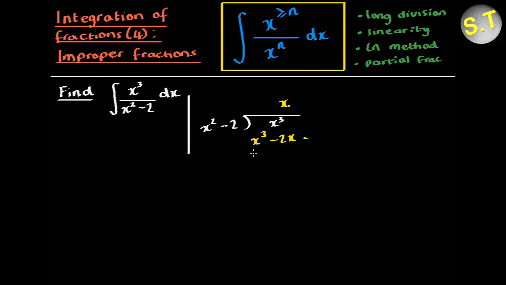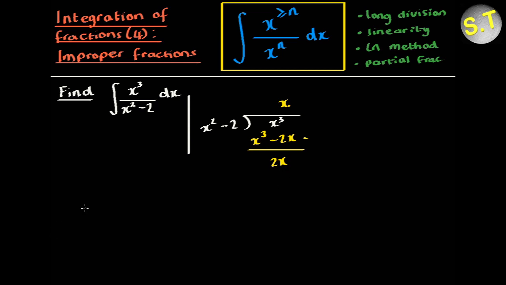Then we subtract here to find what we have remaining. So x cubed minus x cubed is 0. Nothing minus minus 2x is plus 2x. And now we look again. What can we multiply x squared minus 2 by to get to 2x? We could look at the square root of x in this instance, but that's just going to start becoming more complicated. What we're trying to do here is simplify as much as possible. So we'll just leave this 2x as a remainder.